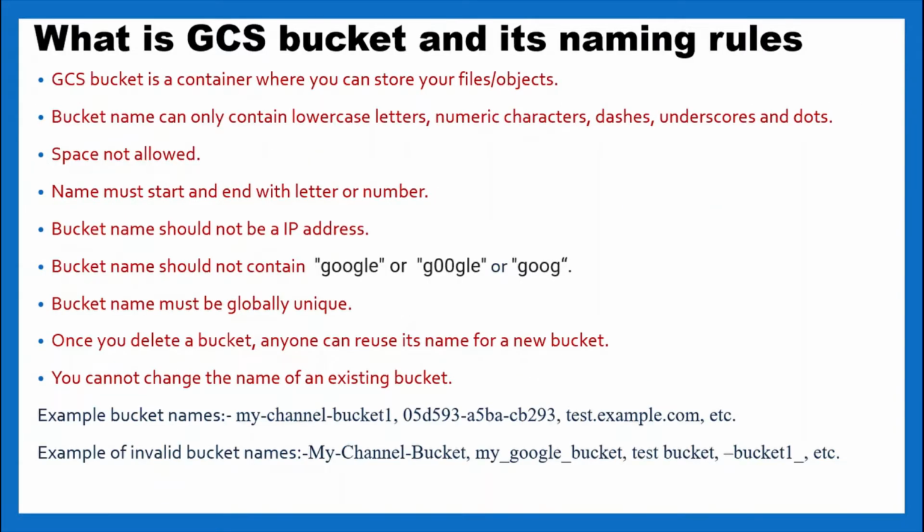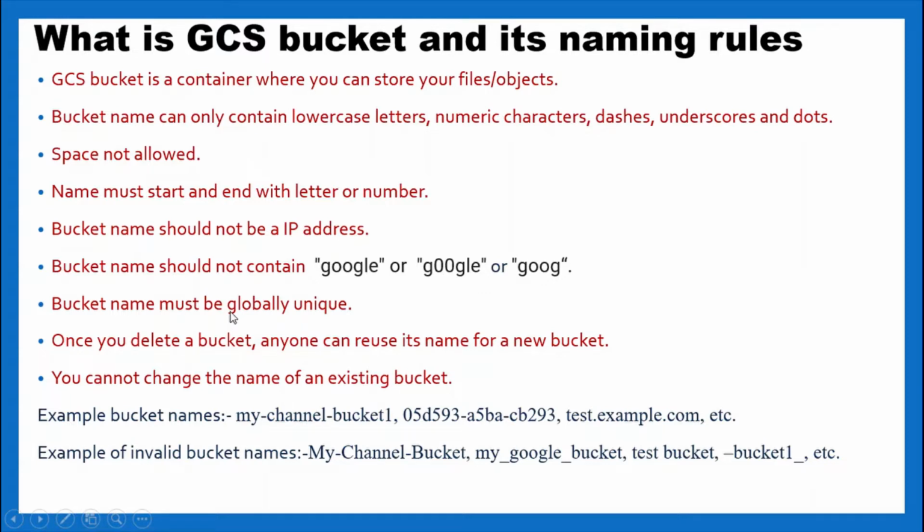What is a GCS bucket and its naming rules? A GCS bucket is a container where you can store your files and objects, and there are some rules which need to be followed while creating or using a bucket. The bucket name can only contain lowercase letters, numeric characters, dashes, underscores, and dots. Space is not allowed. The name must start and end with a letter or number. The bucket name should not be an IP address. It should not contain words like Google. The bucket name must be globally unique.